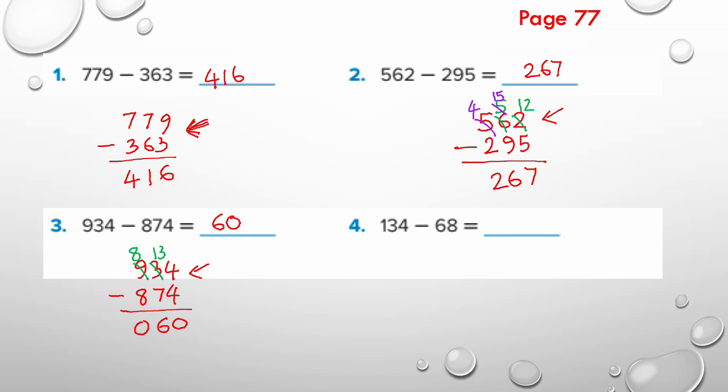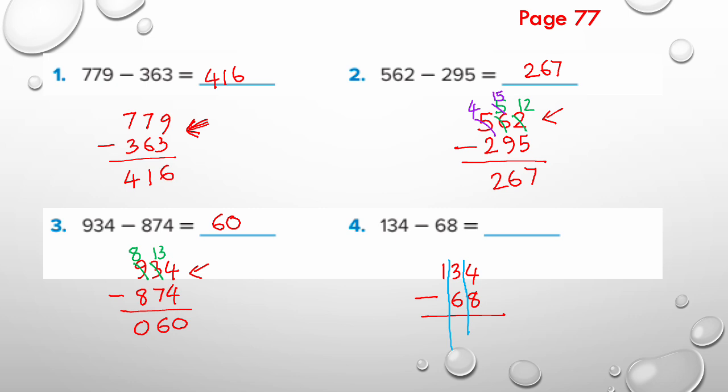So next one is 134 minus 68. The order is very important. 68. 6 is tens here. So tens, we need to start from here, and 8 here. See, the order is very important. So it will be like this. If you are drawing lines, it will be like this.